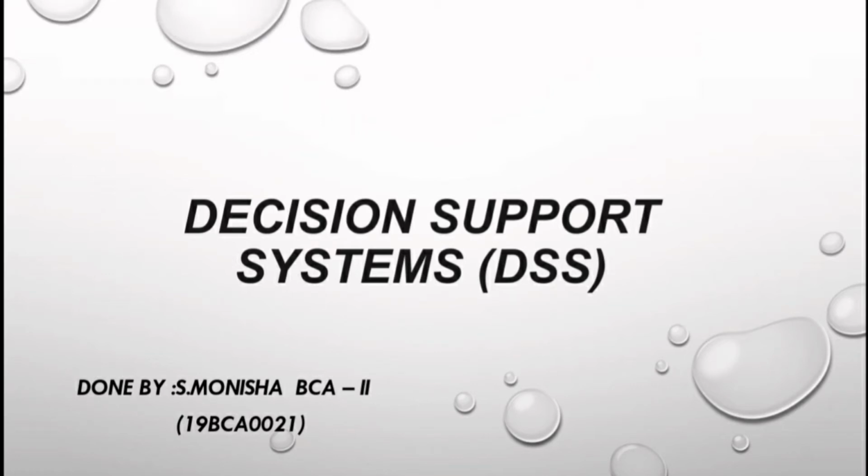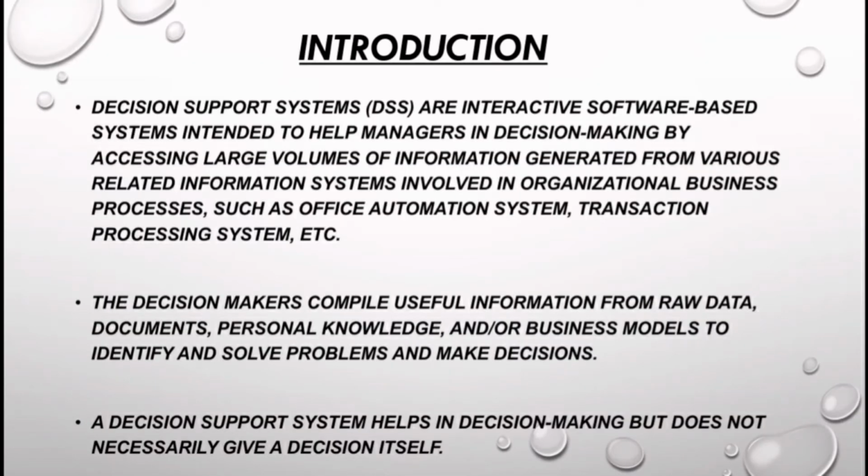I am here to discuss a few points about decision support systems in management information systems. Here is the introduction. A decision support system is an interactive system which interacts with managers and individuals from high to low level by giving useful information to make correct decisions.